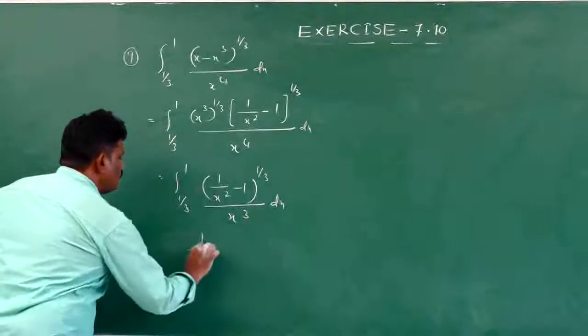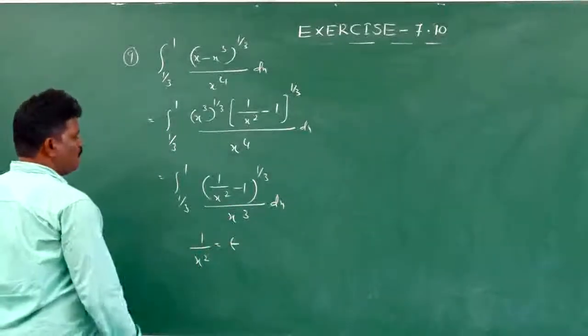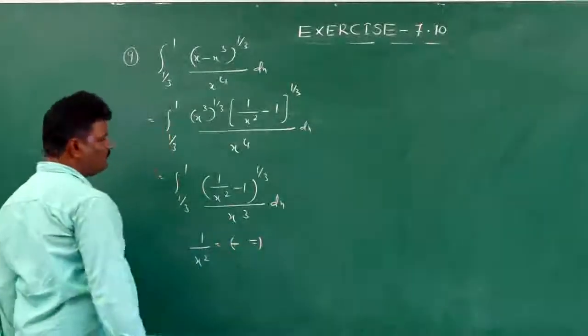Now take 1 by x square is equal to t. What is the derivative of this? The derivative is x power minus 2.